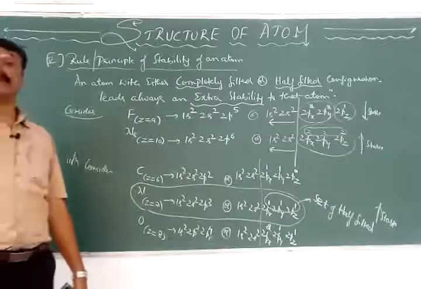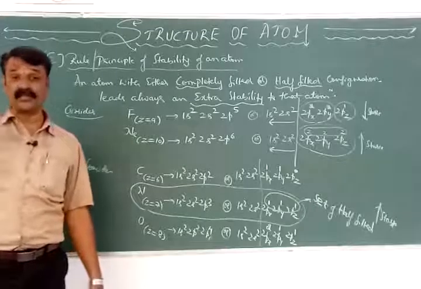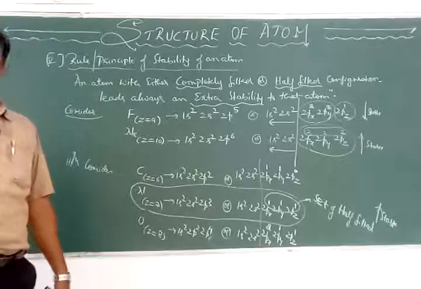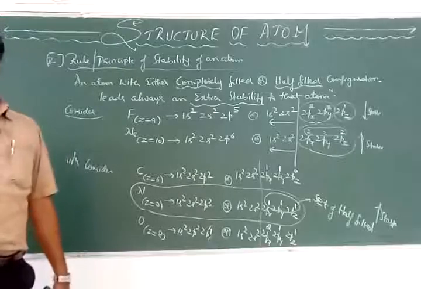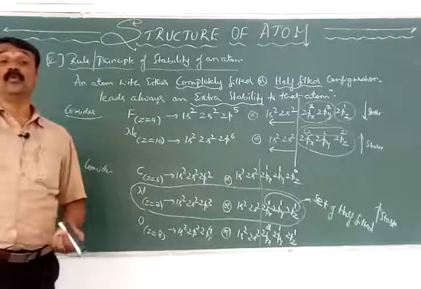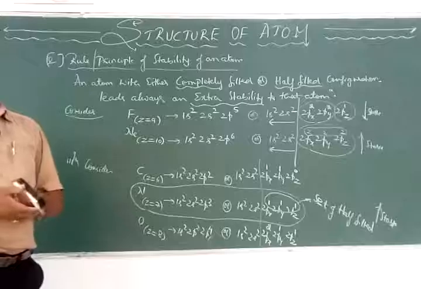Therefore, any atom or element which has a completely filled set will have the highest stability compared to that of the half-filled orbitals. Okay. So these are the 5 different rules to have the electronic configuration of elements.